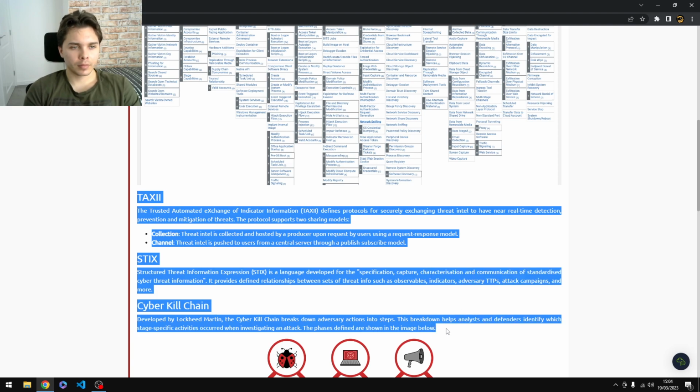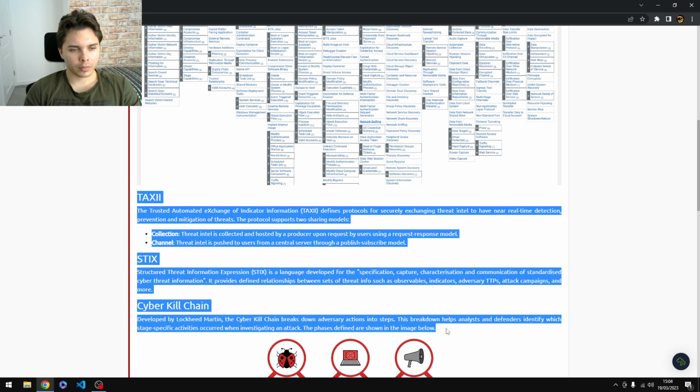TAXII. The Trusted Automated Exchange of Indicator Information, TAXII, defines protocols for securely exchanging threat intel to have near real-time detection, prevention and mitigation of threats. The protocol supports two sharing models: collection. Threat intel is collected and hosted by a producer upon request by users using a request-response model. Channel. Threat intel is pushed to users from a central server through a publish-subscribe model.